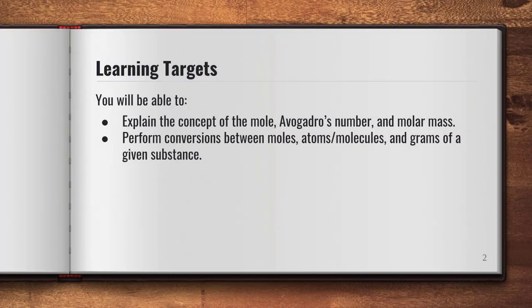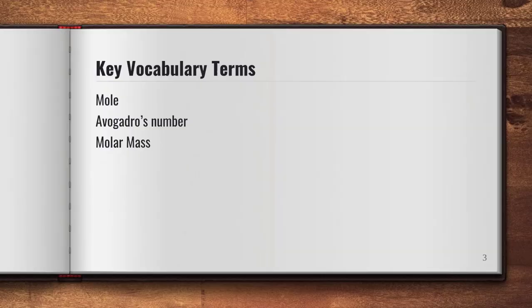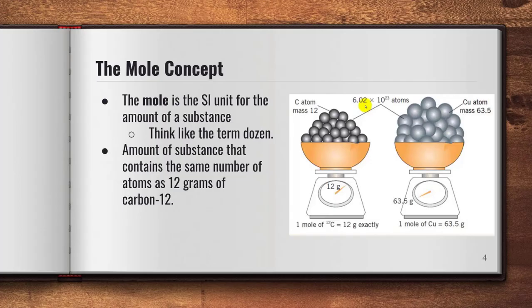Your learning targets today, hopefully by the end of this video, you will be able to explain the concept of the mole, Avogadro's number, and molar mass. You should also be able to perform conversions between moles, atoms and molecules, and grams of a given substance. This will take some practice, and this will take some time, but once you get the hang of it, it's pretty straightforward on how to do this. We have three key vocab terms for this particular unit: mole, Avogadro's number, and molar mass.